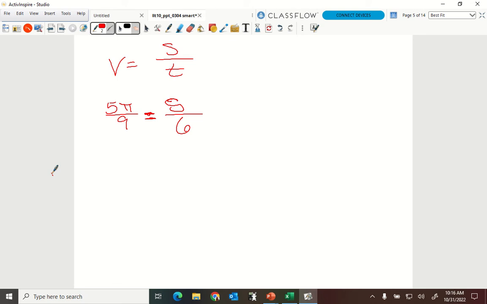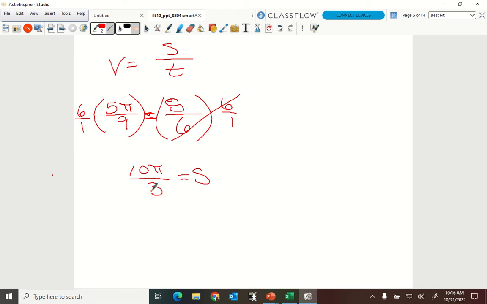And I want to get rid of that 6. How do I get rid of the 6? Multiply both sides by the reciprocal, which is 6 over 1. So it's going to turn into S equals, because those cancel, 30 pi over 9, but I'm pretty sure that could reduce by 3, isn't it? If it reduces by 3, that would become 10 pi over 3. Yeah, right. 10 pi over 3.